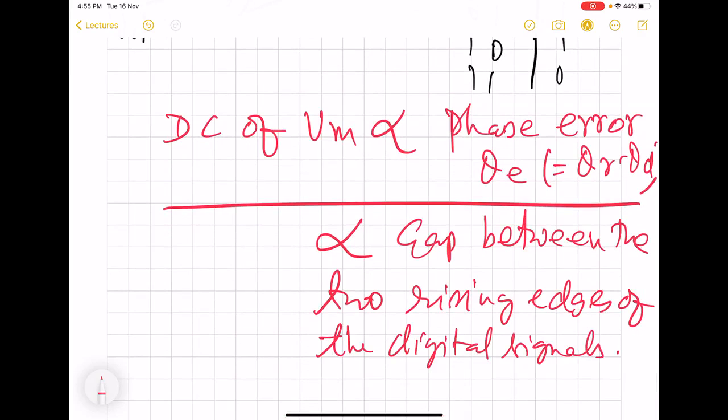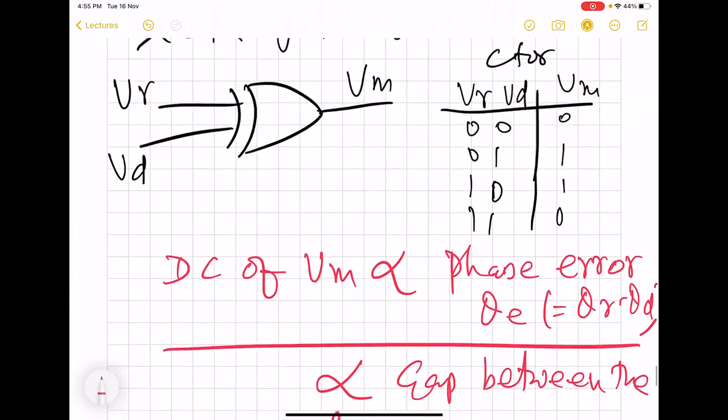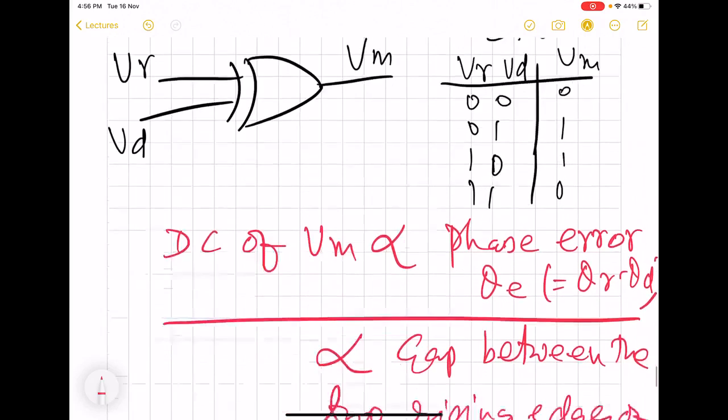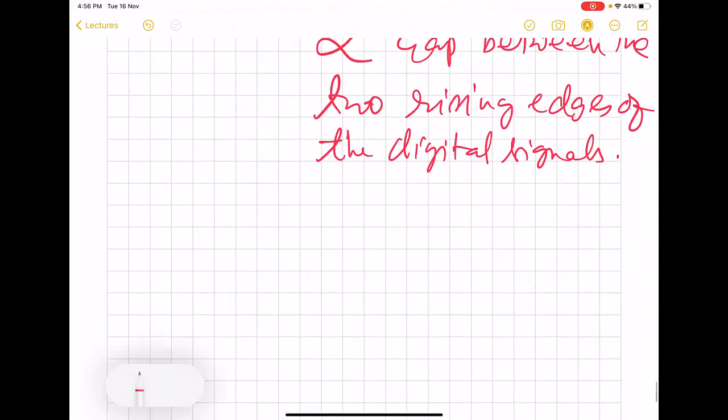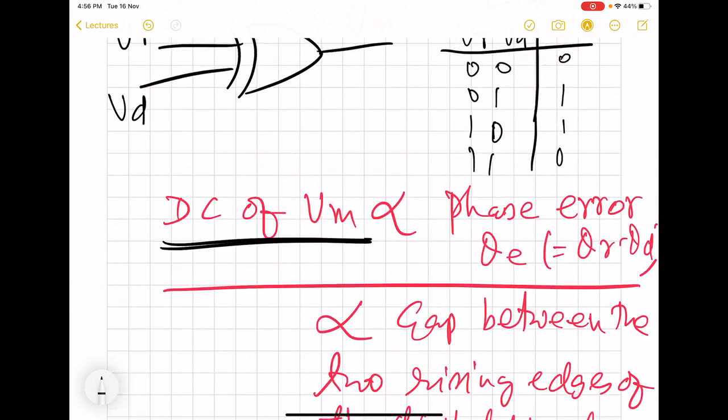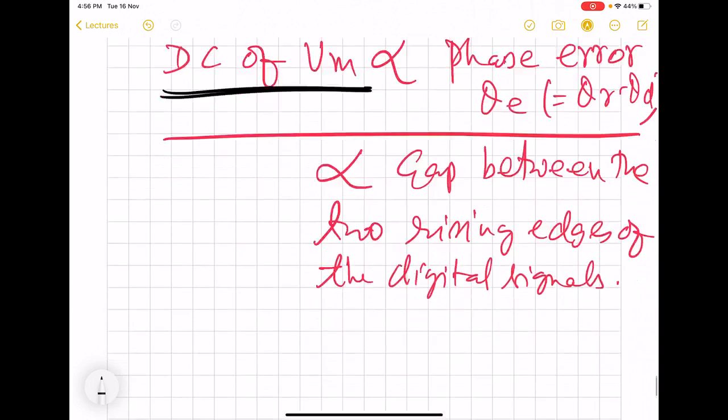So it is this idea which allows us to find out the other suitable phase detectors. But here we have considered the XOR gate. So now what we will have to do is feed the output of this XOR gate to a circuit which will give me the DC. That means do the low pass filtering.